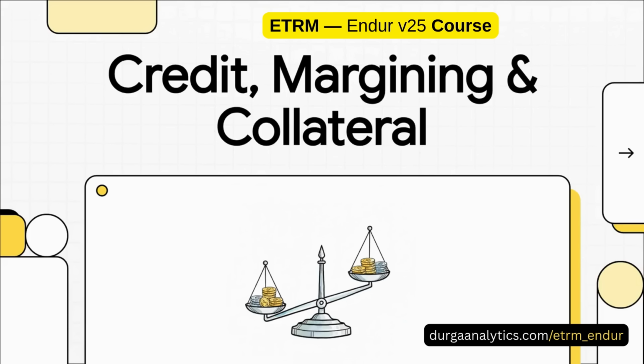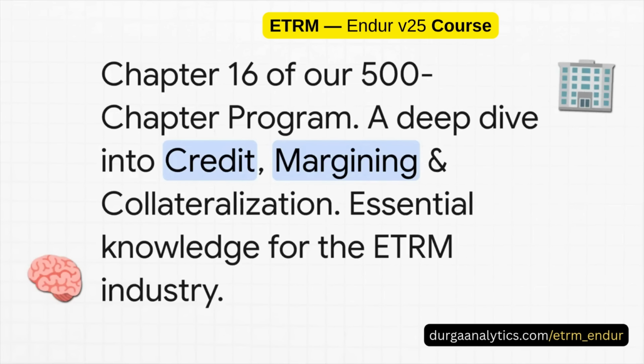This is Durga Analytics, and we are diving right back into our expert level program on OpenLink Endure V25 Mastery. Today, we're getting into a topic that's at the absolute heart of risk management, Chapter 16, which is all about credit limits, margining, and collateralization. All right, for everyone who's been following the series, you know we're deep in Section 1, laying down the fundamentals of energy and commodities markets.